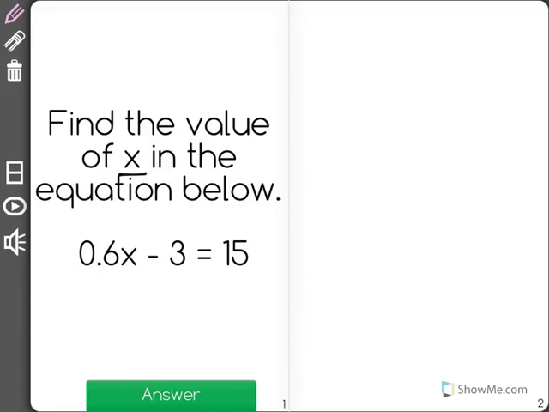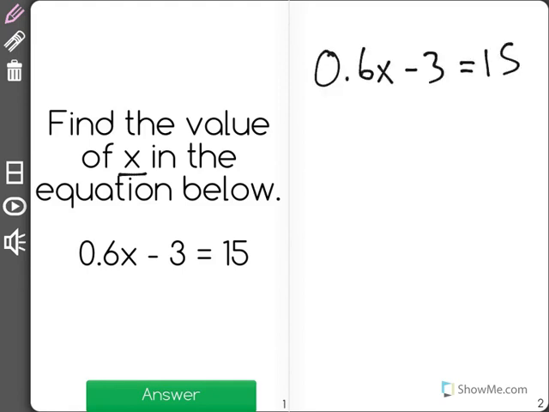Find the value of x in the equation below. 0.6x minus 3 equals 15. The way that we do this is we isolate x by performing the same operation to both sides. So I'm trying to get x all alone.